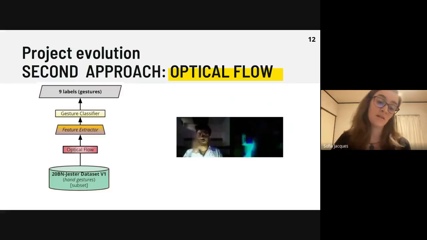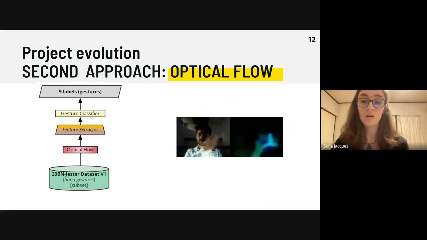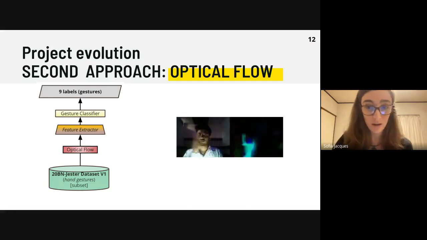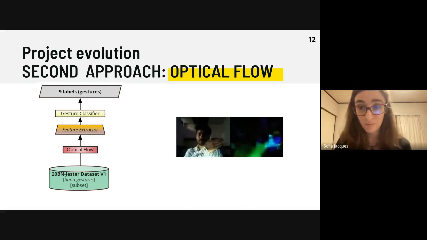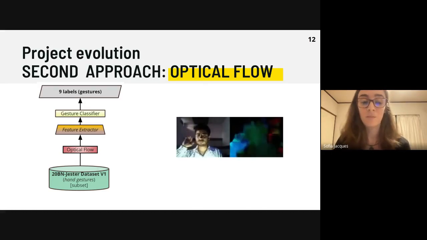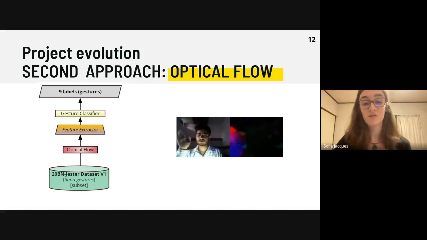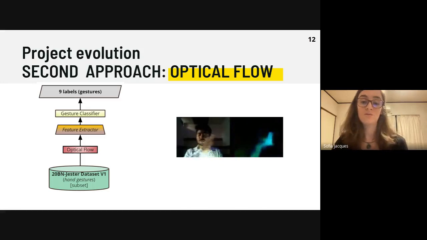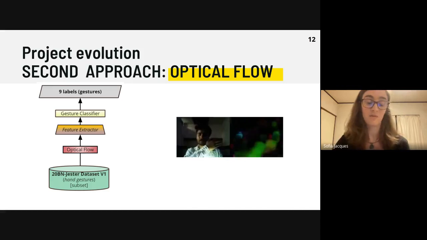So here comes our second approach. We concluded that we had to capture better temporal and directional information, and so that's why we chose to include optical flow of the videos. If you look at the video clip, on the left is the original video, and on the right is the optical flow. Basically, optical flow is the apparent movement of objects within a video. With these new optical flow videos, we extracted the features from them in the same way as we did with the RGB videos.